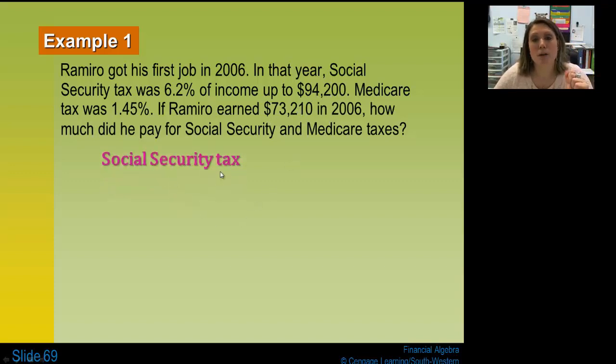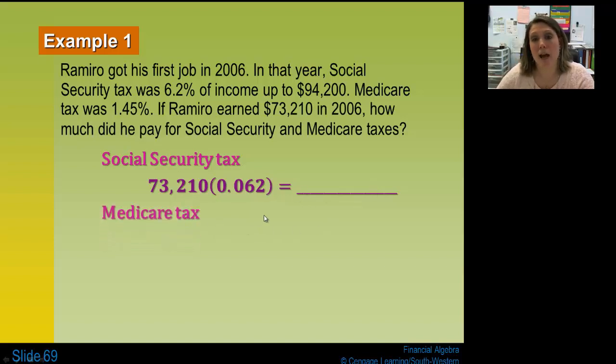So the Social Security tax was 6.2% up to $94,200. So again, he was under that, so he's going to pay tax on all of that. So $73,210 times 0.062, I converted my percent to a decimal. So you need to go ahead here and pause the video and get your answer.